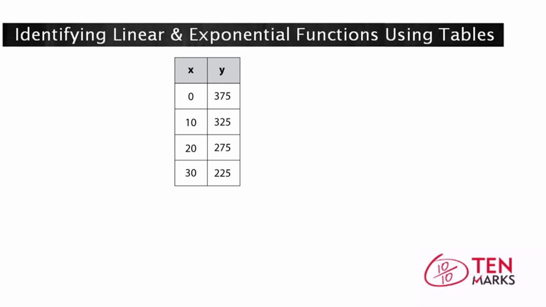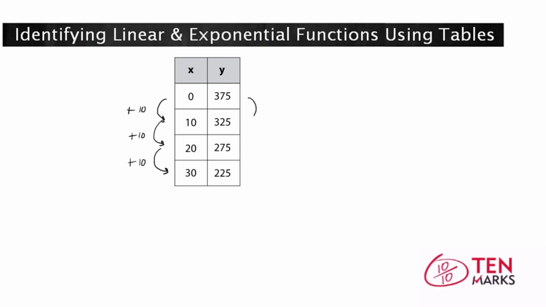So let's take a look and see what is the difference between 0 to 10. We're going to add 10 here. To get from 10 to 20, you're adding 10 again, and from 20 to 30, you're still adding 10. So far we have a constant change, but that's just our x values. We've got to consider the y's now.